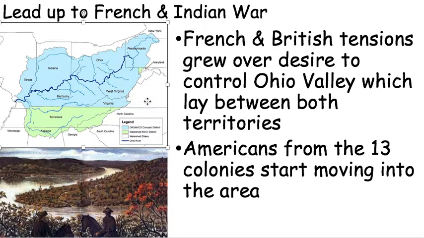So the people in the British colonies and along the eastern colonies see, wow, there's tons of undeveloped land, tons of resources that can be turned into arable farmland with river access. We can make a lot of money off of this. And Americans start moving into this Ohio River Valley.